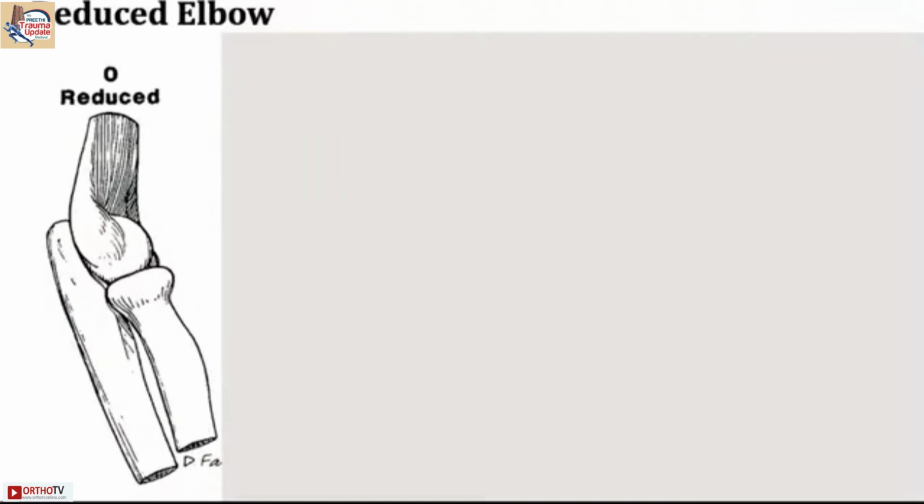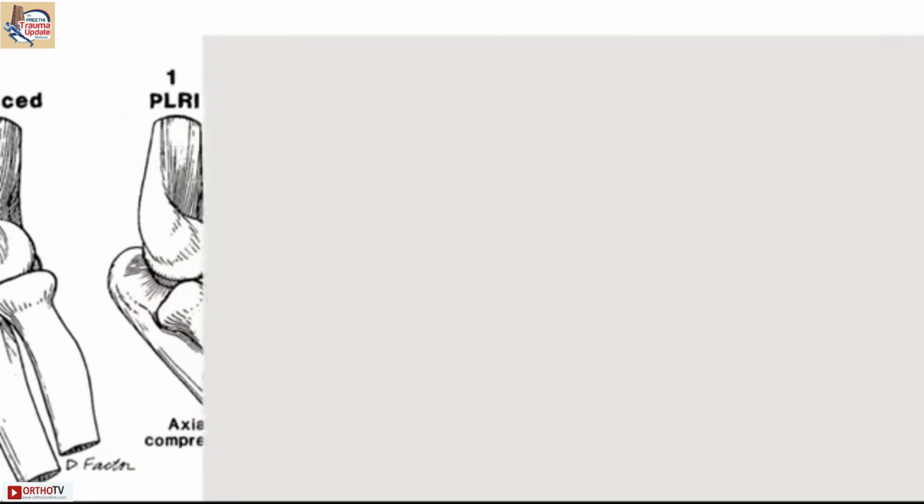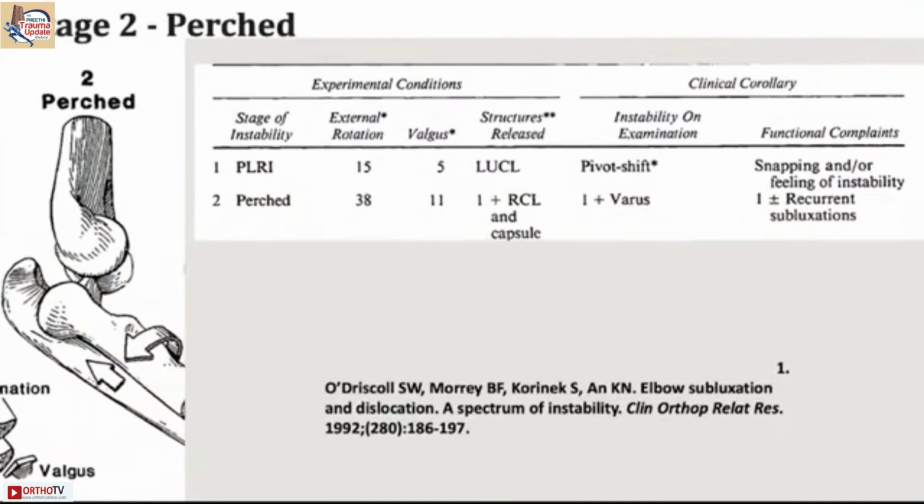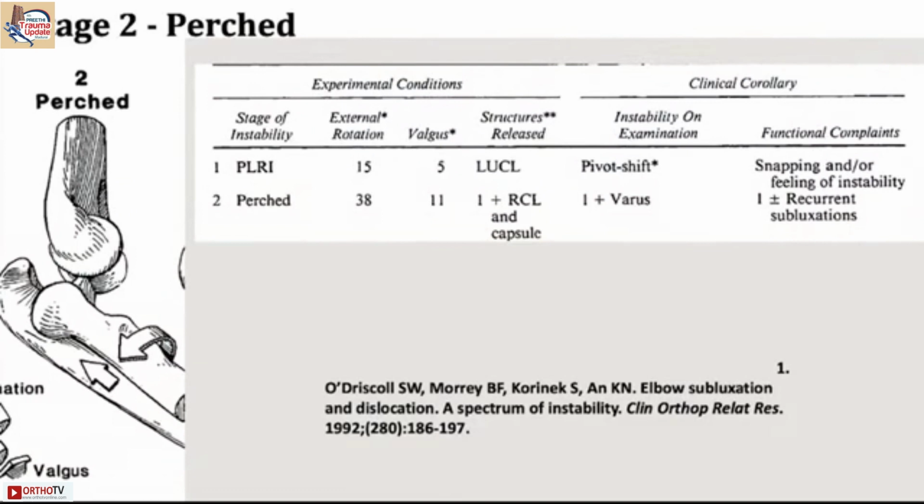So this has three stages in creating instability. Stage 0 is a normal, reduced elbow. Stage 1 is LUCL injury with instability but no dislocation yet. Stage 2 is, in addition to stage 1, the radial collateral ligament and anterior and posterior capsules are injured, leading to the perched elbow that Dr. Pratap was saying. It is still not dislocated.